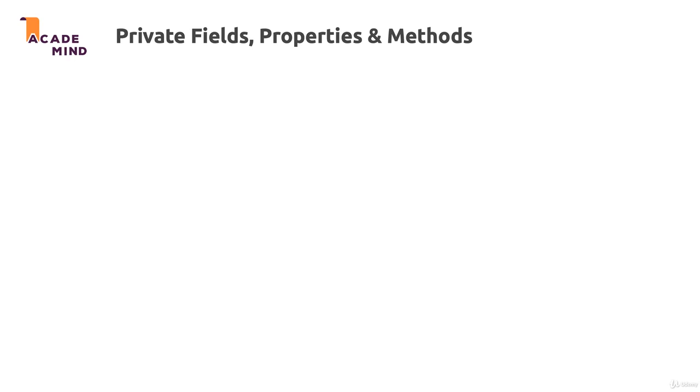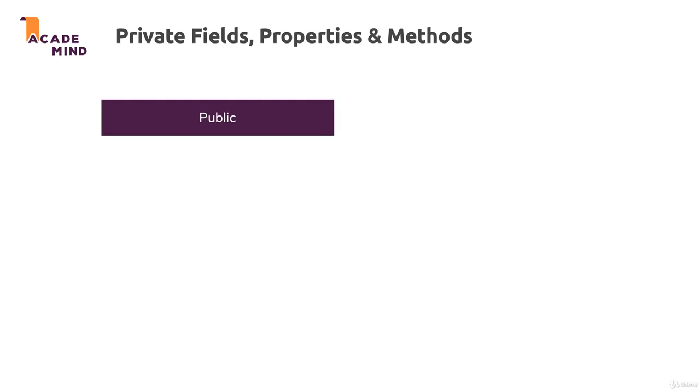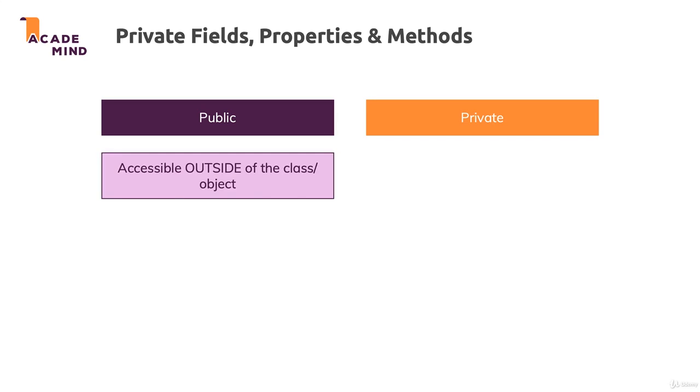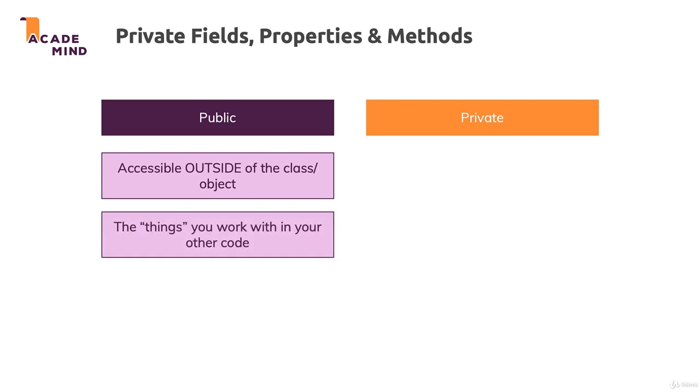So that private term might not tell you much. Until now, though, I can tell you we only worked with public methods and public properties and fields. But we can actually also work with private properties and fields and methods. Now, the idea behind public properties and methods is that we can access them from outside of the class and object. That's what we did in some cases already. You typically want to make everything public which needs to be accessed from outside, so the things you work with in your other code.